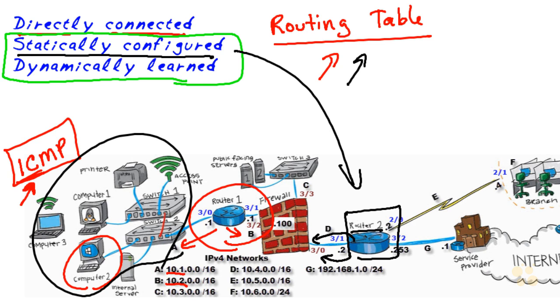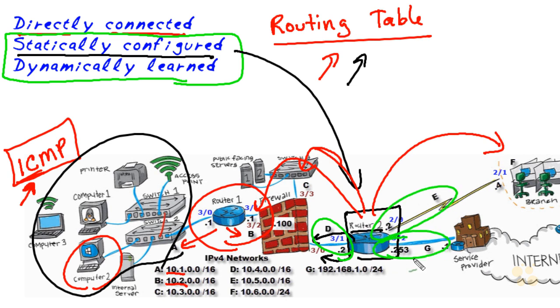Now in the case of router 2, it would be a really big pain to do static routes. For example, we'd have to have a static route that says how to reach network F, and how to reach network C, and how to reach network B. However, router 2 is directly connected to network D, network E, and network G, so it's no problem with those 3, but it would need static routes for the rest.